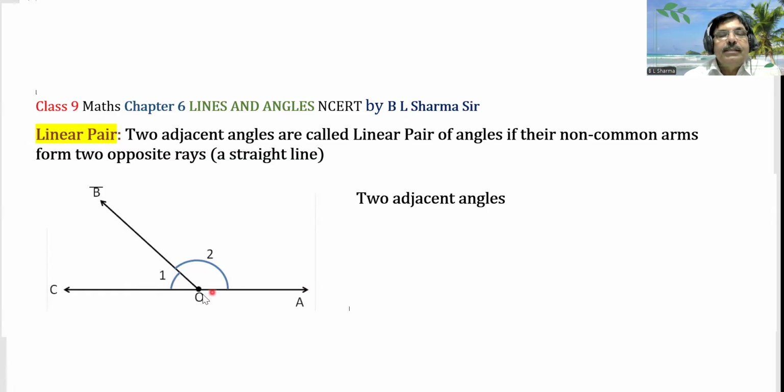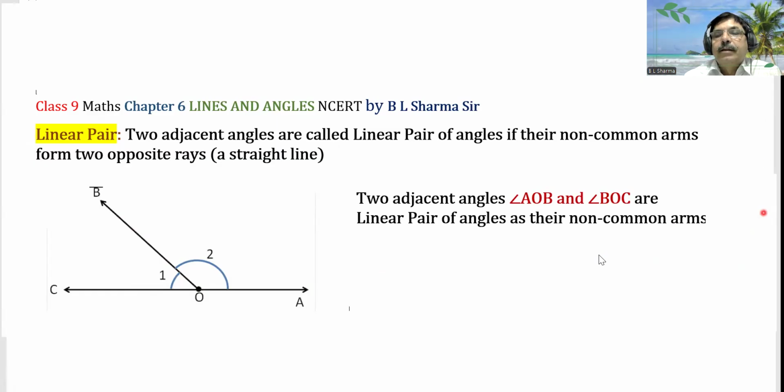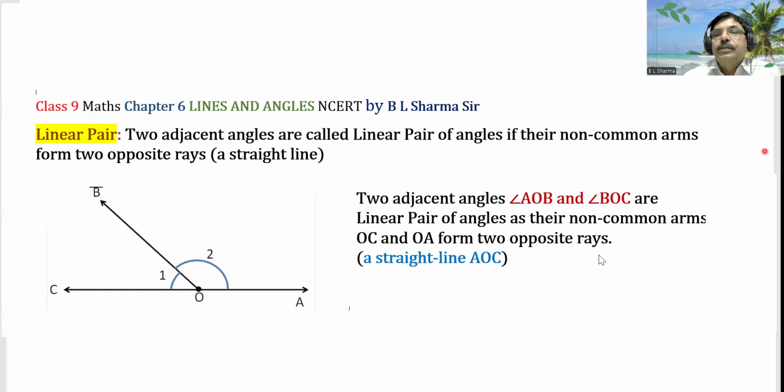वन एंगल इज एंगल AOB एंड अदर इज एंगल BOC. ये दो एडजेसेंट एंगल्स हैं. इनकी जो नॉन कॉमन आर्म है, देखिए, OC एंड OA फॉर्म टू अपोजिट रेज. ये देखिए, वन इज OA एंड OC. ये दो अपोजिट रेज हैं और यू कैन से दिस इज अ स्ट्रेट लाइन.